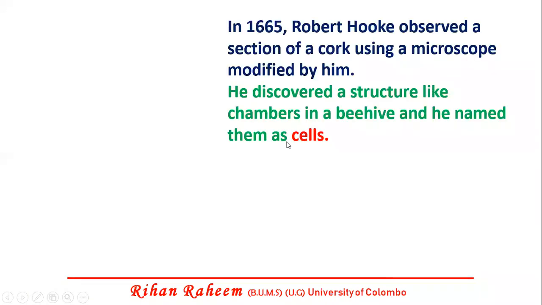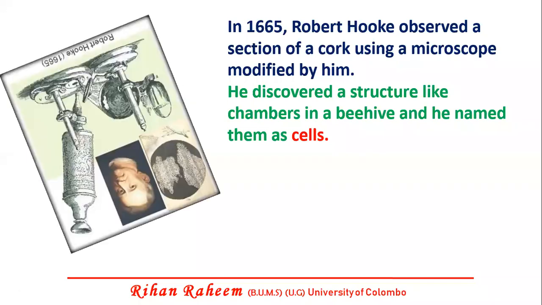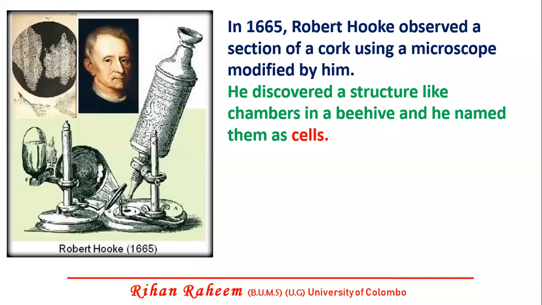So in 1665, Robert Hooke was the first person to observe this. At that time there were microscopes. Actually, the thing is he modified it according to his wish. He took a section of cork, and using the microscope which was modified by him, he observed it. He discovered a cell structure, like chambers in a beehive, and he named them cells.